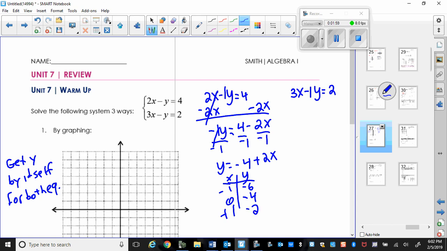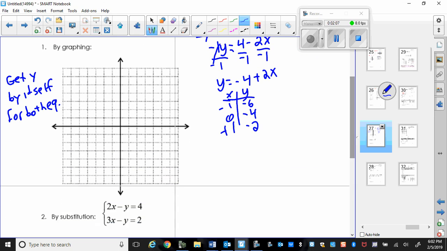Okay, so I'm going to graph those three sets of points. Left 1, down 6, all right, there's my first point, right? Stay at 0, go down 4, right 1, down 2, and if I keep going, it looks like a pattern of up 2, right 1. I'm going to create my straight line, right? So that's my first equation.